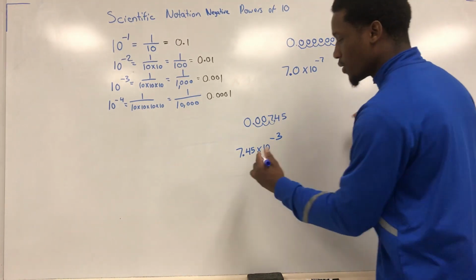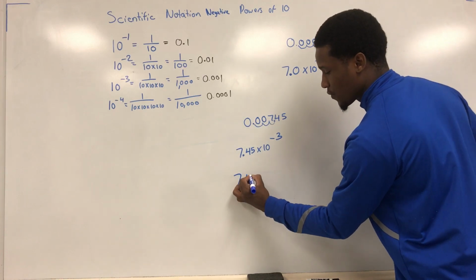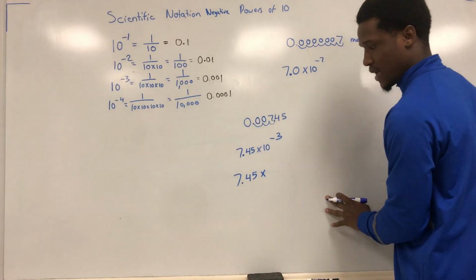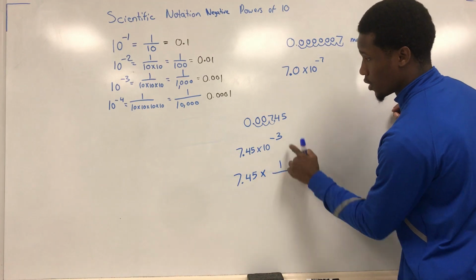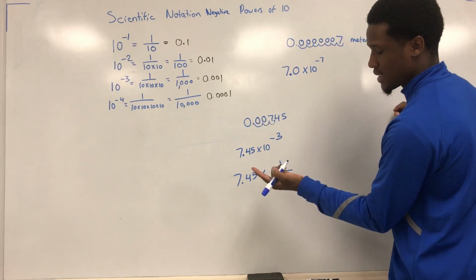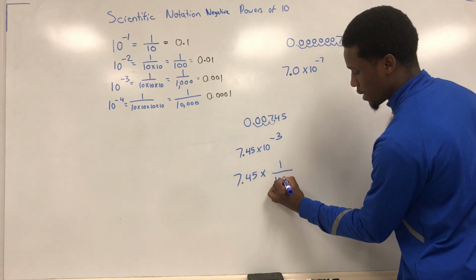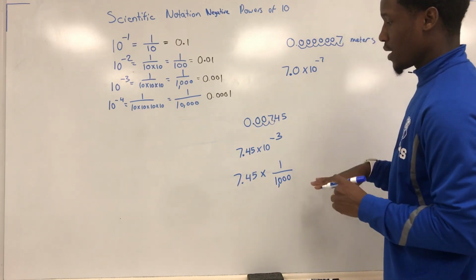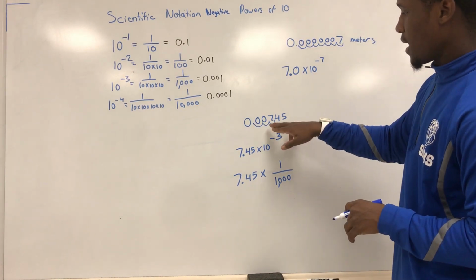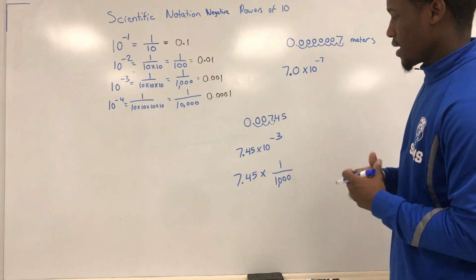Now, mathematically, all this means is that I'm going to take 7.45 and I'm going to multiply it by 1 over, I know that negative 3 means thousandths, so 1 over 1,000. And if I multiply that out, I'm going to get this number right here, okay?